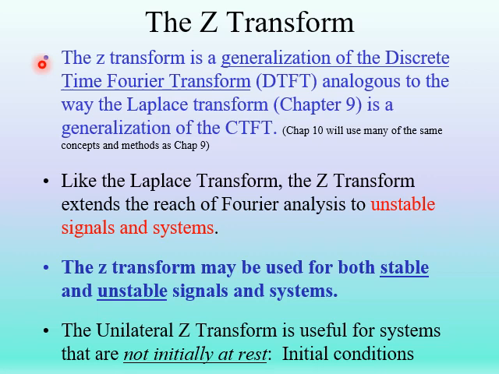In fact, Chapter 10 will use many of the same concepts and methods as Chapter 9 and will be very similar in its format. Like the Laplace transform, the Z-transform extends the reach of Fourier analysis to unstable signals and systems. Thus, the Z-transform may be used for both stable and unstable signals and systems. We'll also see later in this chapter that the unilateral Z-transform is useful for systems that are not initially at rest. In other words, systems that have initial conditions.